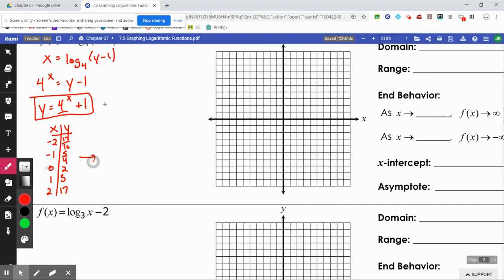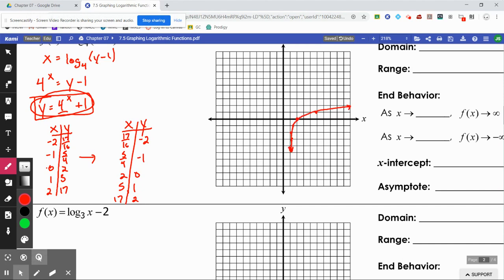Well, again, I nearly forgot. Make sure that's the graph of 4 to the x plus 1. To find the graph that you're looking for, let's reciprocate those: 17/16, -2; 5/4, -1; 2, 0; 5, 1; and 17, 2. And here's what your graph will look like. And there is your graph.